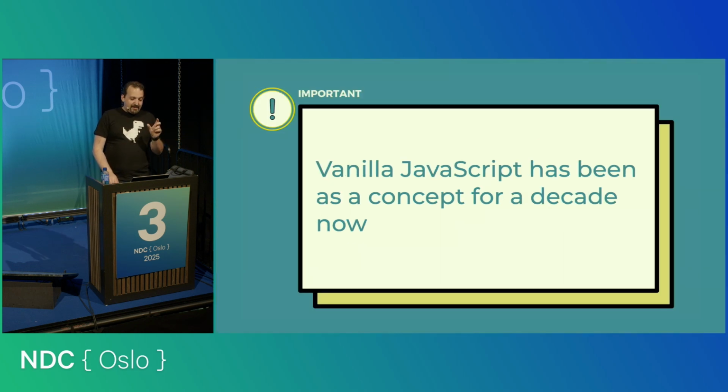And vanilla JavaScript, the term, has been a concept for a decade now. But actually, before that, it was just web apps, JavaScript. So we were building web apps directly with the web technologies. Now, the standard is to always create web apps with a library. So that's why we have to name this vanilla JavaScript.